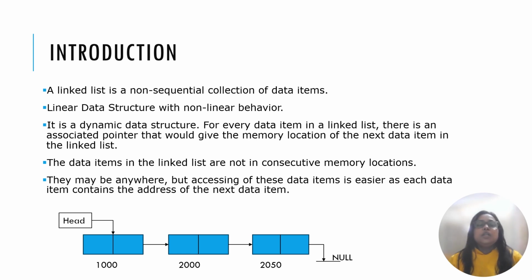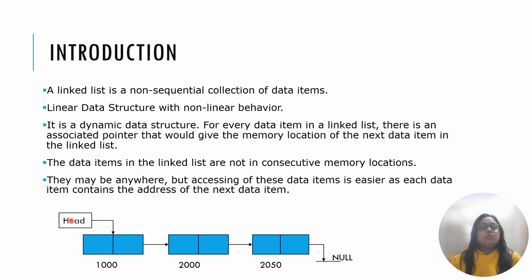The data items in the linked list are not in consecutive memory. Already I have discussed that they may be anywhere, but accessing these data items is easier as each data item contains the address of the next data item. As I already told you, to access any element in the list, we have to access from the beginning. So that's why this is a linear data structure.